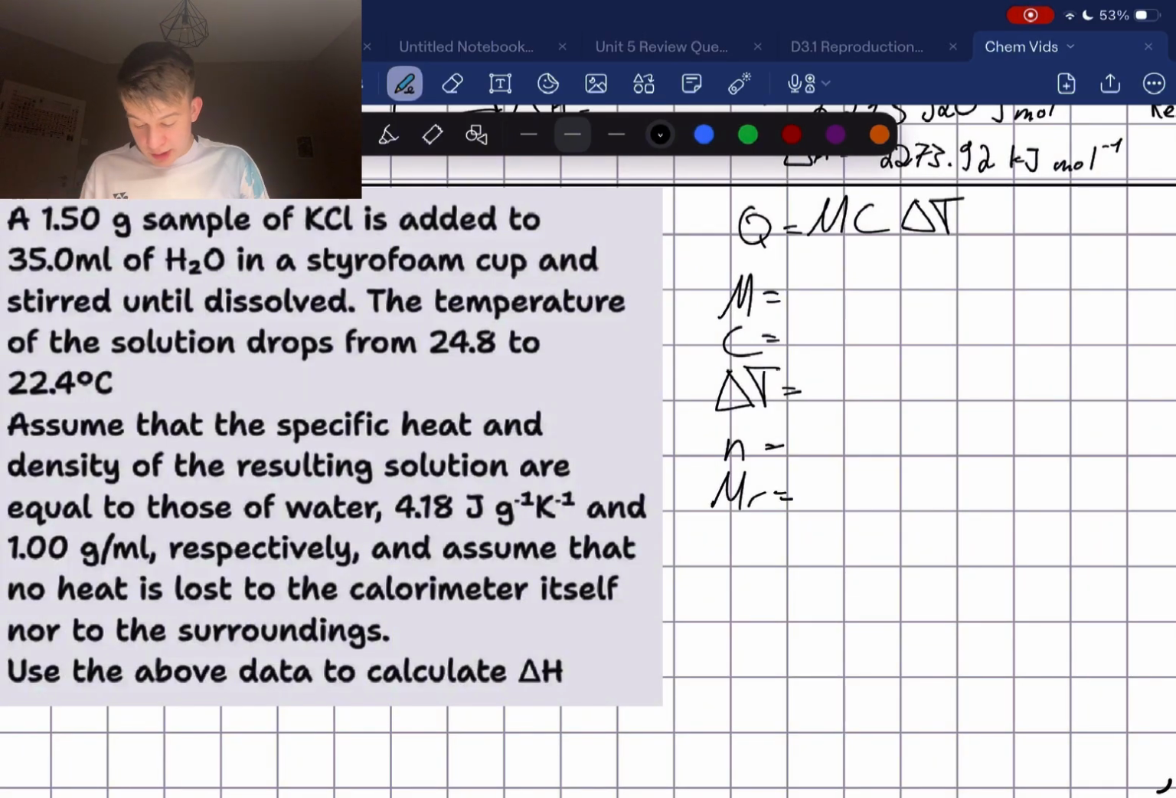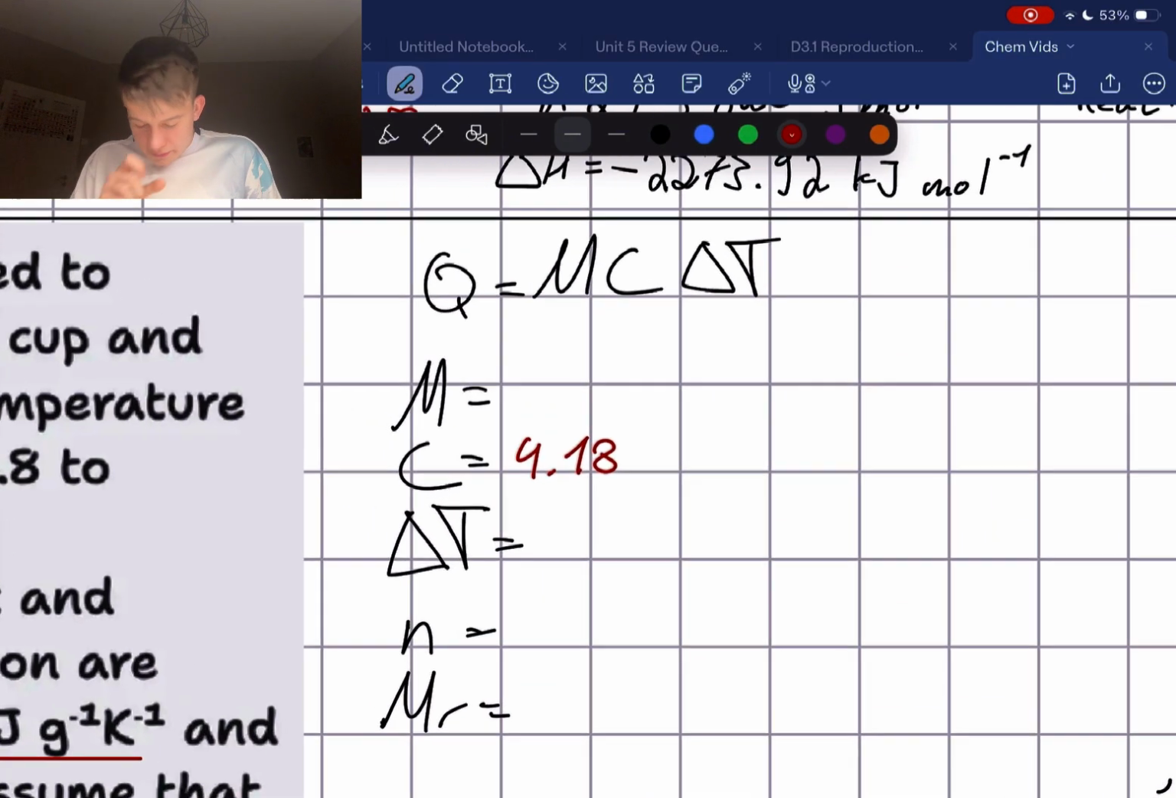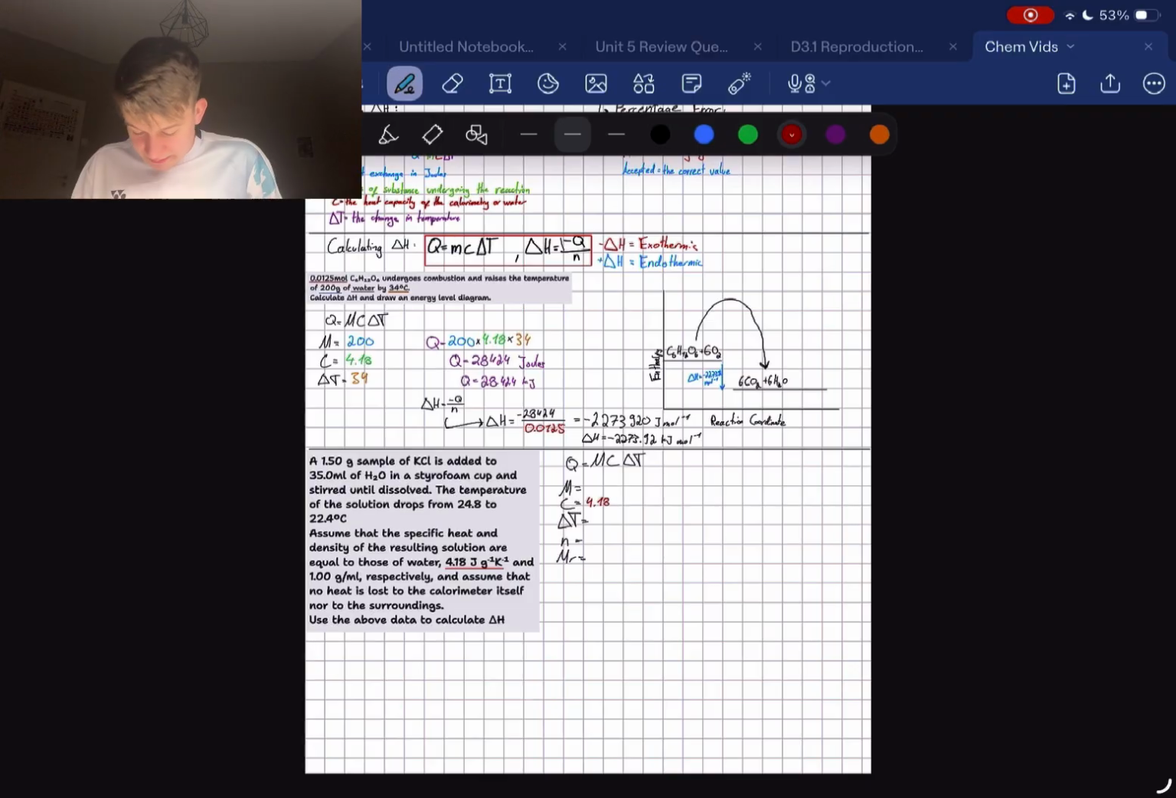Okay, so we can clearly see at the beginning, it gives us the specific heat capacity, 4.18. What we also know is the mass.